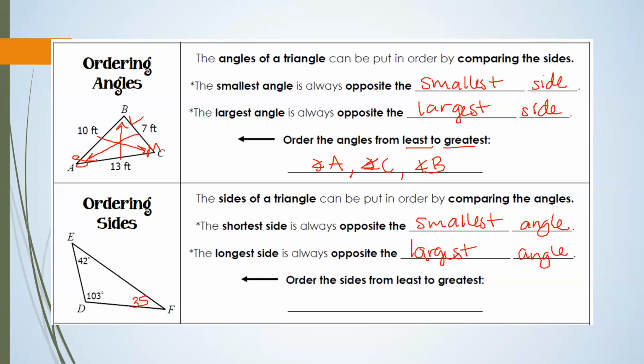Now the smallest of those 3 is 35. So ED will be my shortest side. 42 is the medium-sized angle, so DF will be the medium-sized length side. And angle D is 103, which means that EF is my longest side. So if I want to order the sides from least to greatest, I can say side DE, side DF, side EF. Always make sure you follow the directions because sometimes they might say greatest to least. So just read those directions carefully.